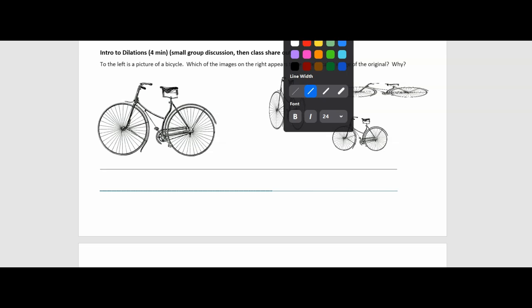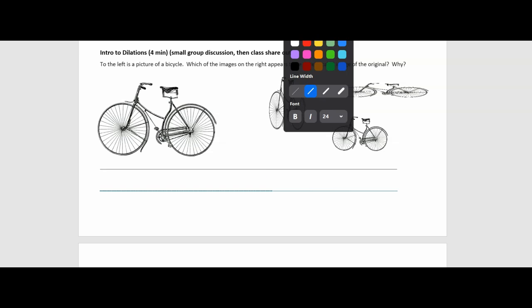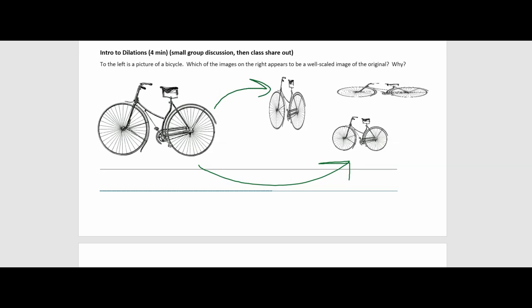Let's break down dilations a little bit more. This is an example of a dilation, right? So going from this bike to this bike would be an example of a dilation. Going from this bike to this bike, or this bike to this bike, those would not be examples of dilations.